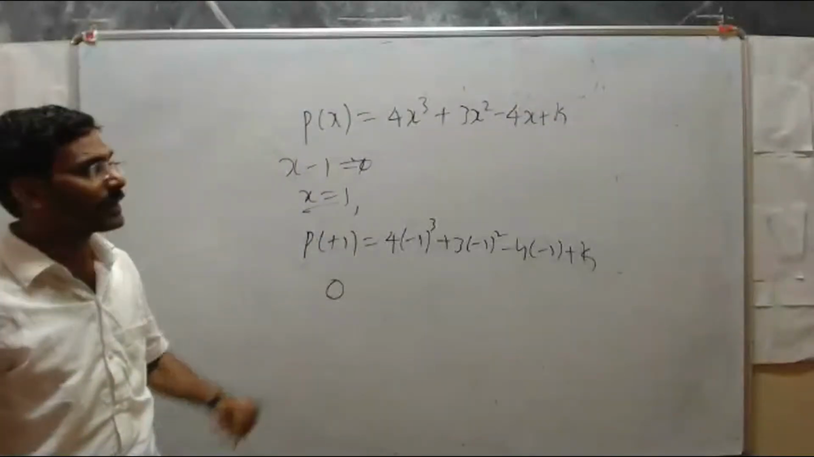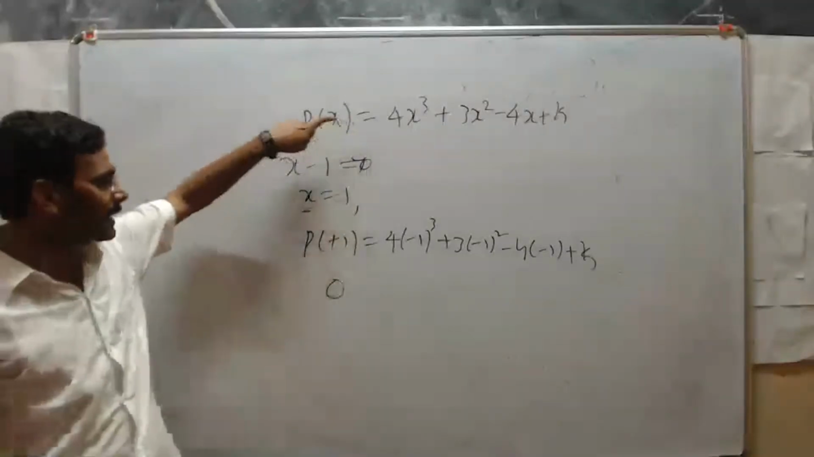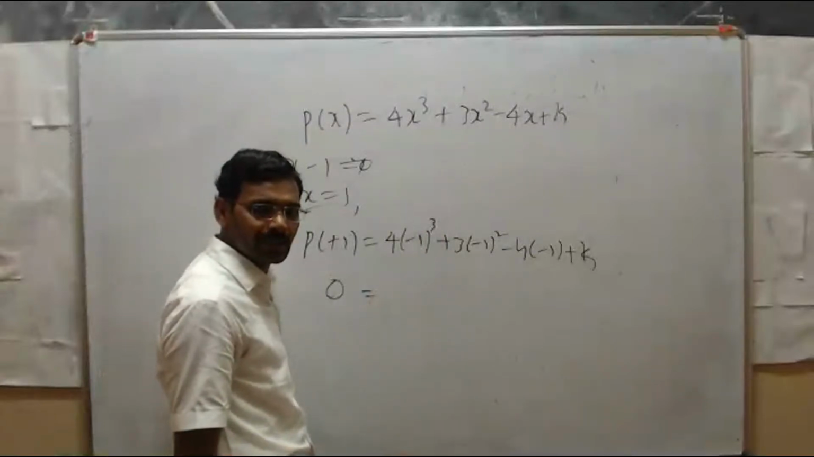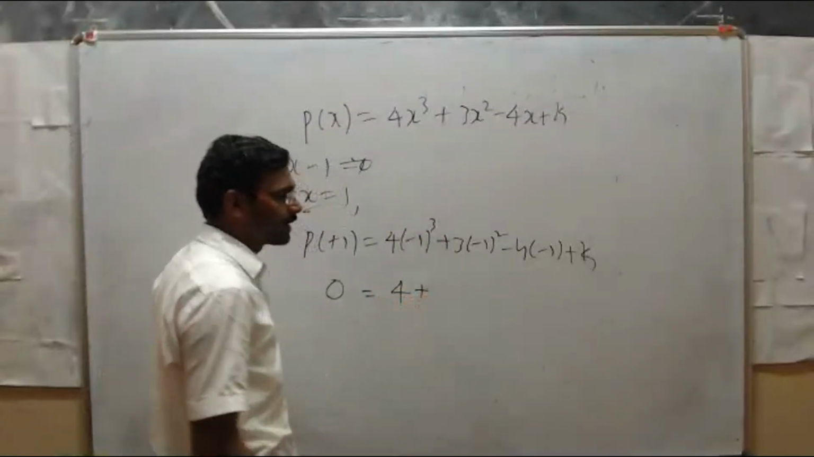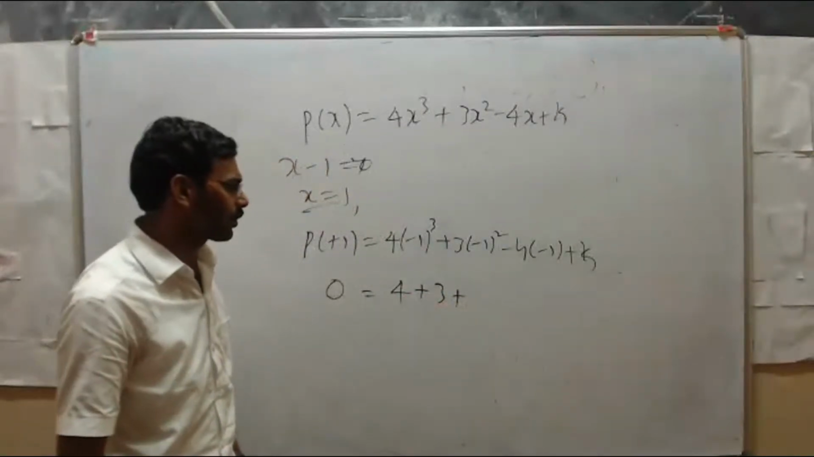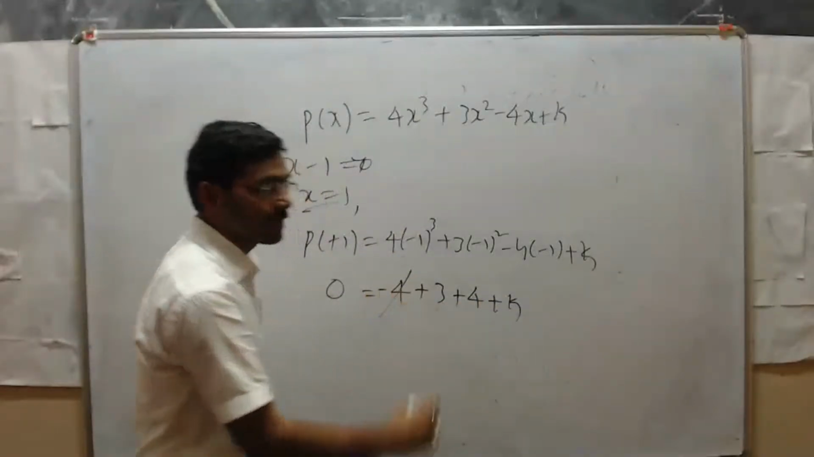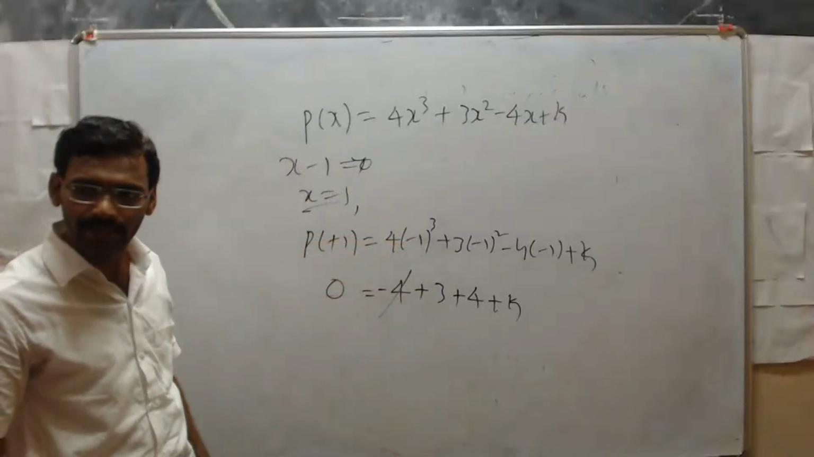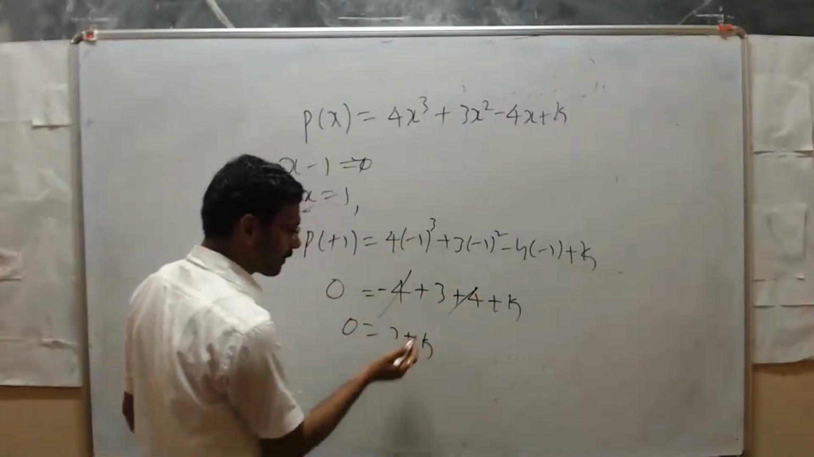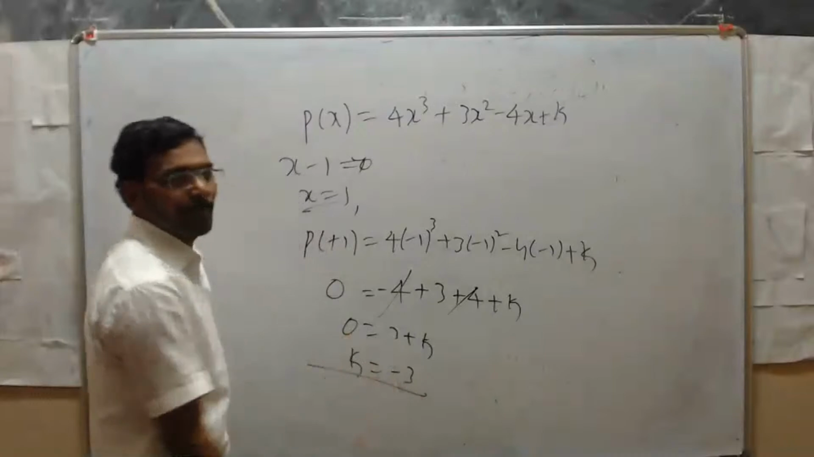According to the factor theorem, if x minus 1 is a factor of this polynomial, then p of 1 is how much? 0. Then 1 cube is 1, 4 ones are 4, plus 3 ones are 3, minus 4 ones are 4, plus k. Minus 4 and plus 4 get cancelled. 0 is equal to 3 plus k. Plus 3 becomes minus 3. Therefore k is equal to minus 3.